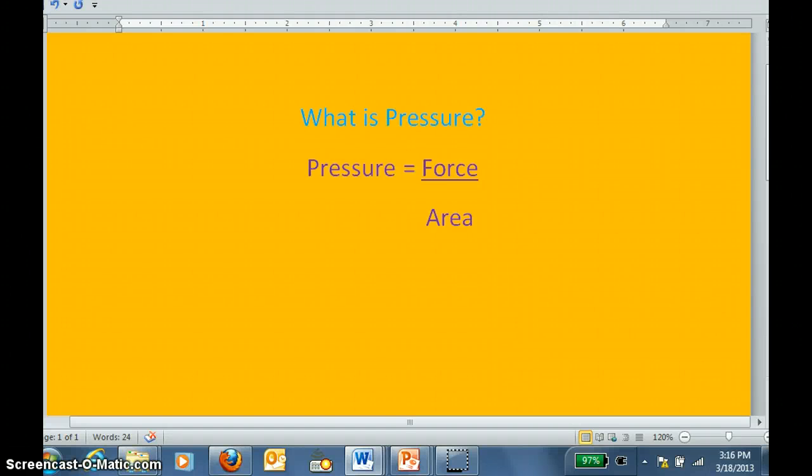So, in order to fully understand and appreciate gas laws, in addition to understanding kinetic theory as we described in the previous video, you must have a firm understanding of what pressure is. And the concept of pressure is really pretty simple.